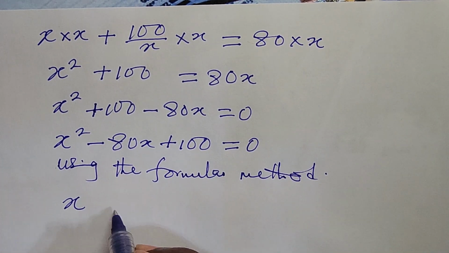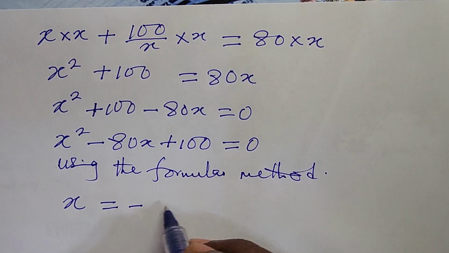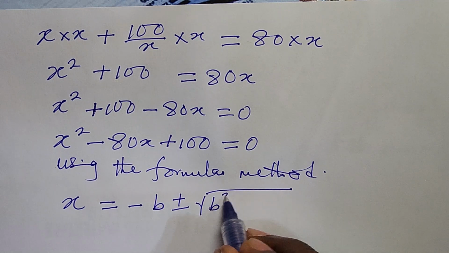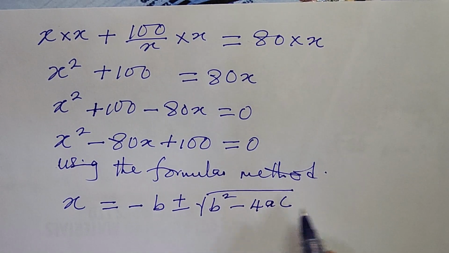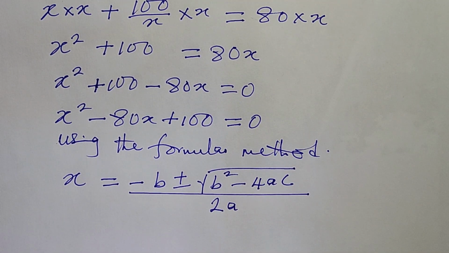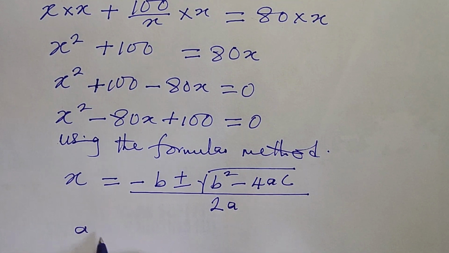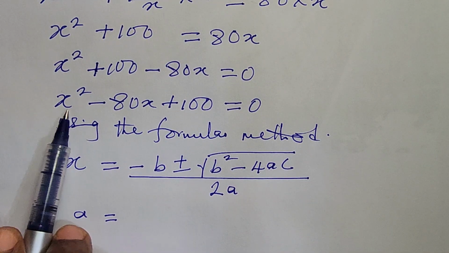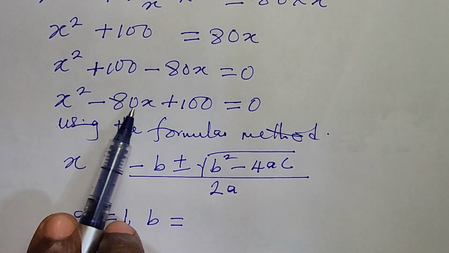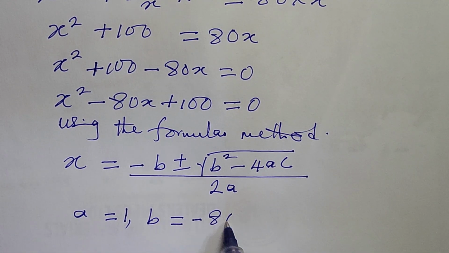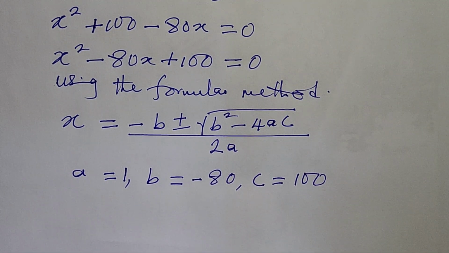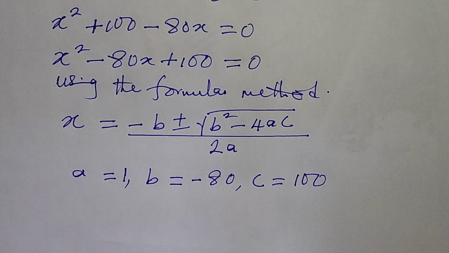So here we have x is going to be equal to minus b plus or minus the square root of b squared minus 4ac, everything all over 2a. Good. So we bring out our a. What is a here? a is the coefficient of x squared, which is 1. The b is the coefficient of ordinary x, which is minus 80, and c is the constant term, which is positive 100. So we can substitute these values into the formula.